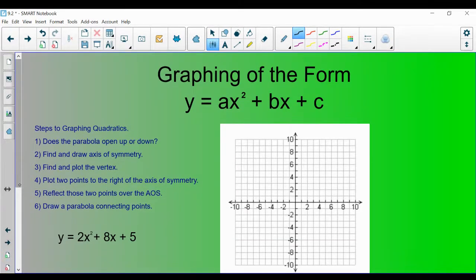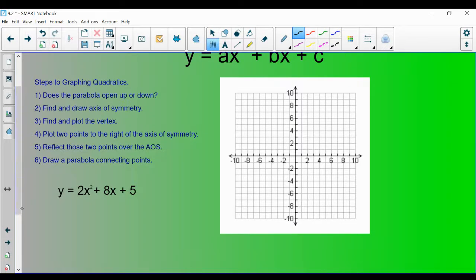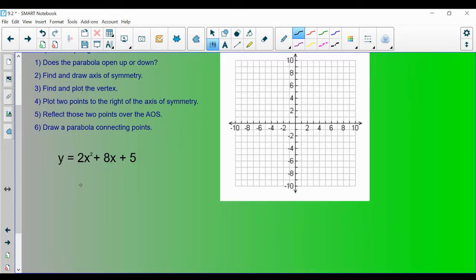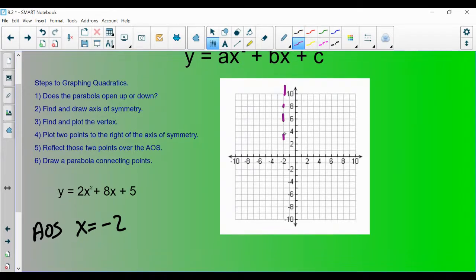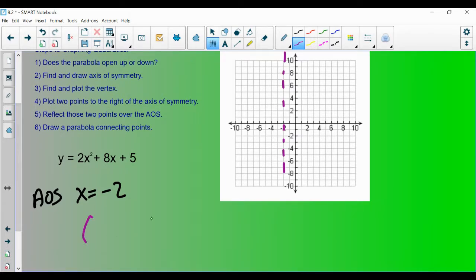So here's our example. We already know the axis of symmetry was at negative 2. That was the axis of symmetry. So I'm going to go ahead and plot my axis of symmetry with a vertical line at negative 2. The vertex is always going to be a point, and whatever the axis of symmetry is going to be the x value of the vertex.